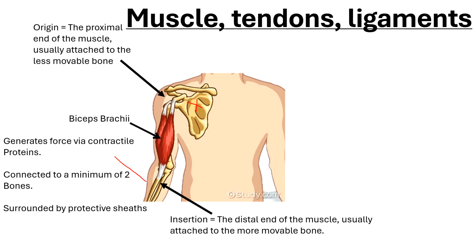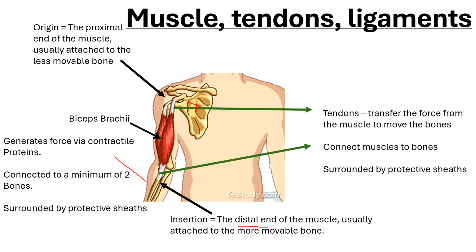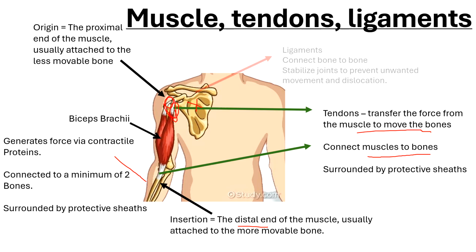And in the insertion will be the opposite, so the distal end, the end further away from the point of attachment, will usually be attached to the more movable bone, in this case the radius or ulna. Tendons will actually be the ones to transfer the force generated by the muscles, and they will connect the muscles to the bones, as you can see here, for example. And lastly, we have ligaments that connect bones to bones, and essentially what they do is stabilize the joints to prevent unwanted movements and dislocation.